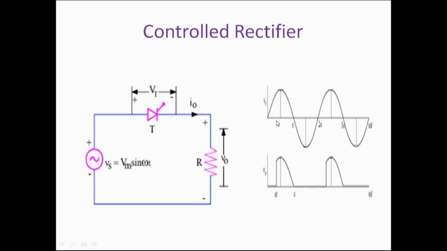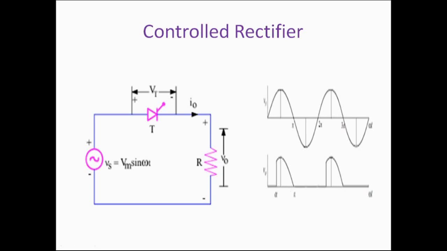Assume that I require still lesser voltage. You apply a gate voltage somewhere at 90 degrees. So what happens? Only half will be delivered to the load. In the sense, the SCR will conduct from 90 degrees to 180 degrees. So only less voltage is delivered.